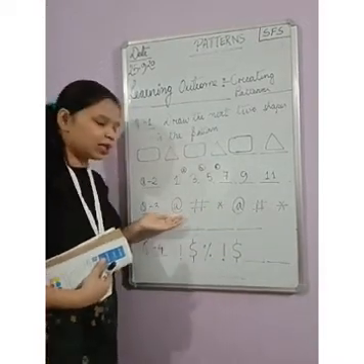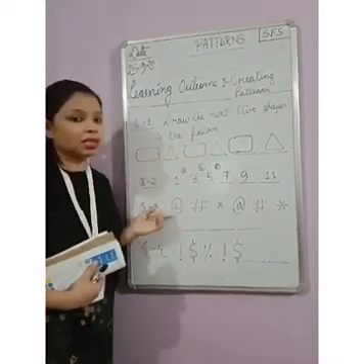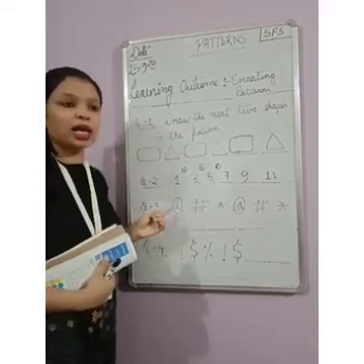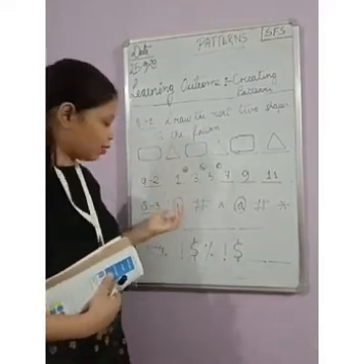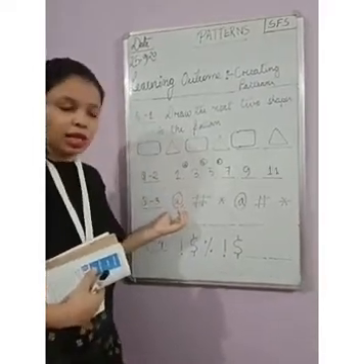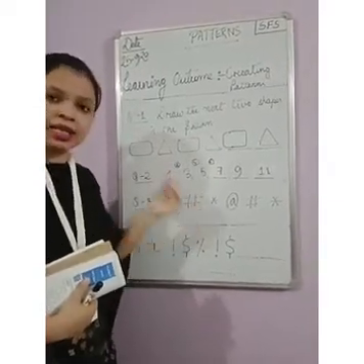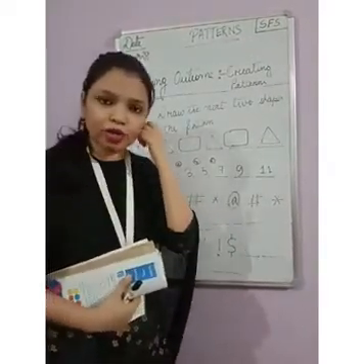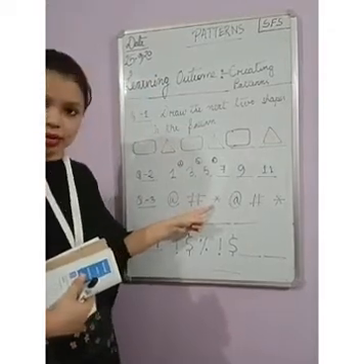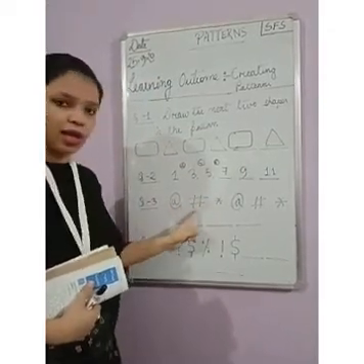The first symbol is called @. We use this symbol when we have to write an email. In an email ID we have this symbol. The next is hash. You can get hash on your mobile phone also. And the next is star. @, hash and star.